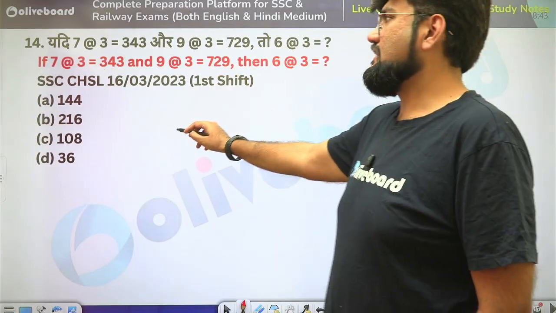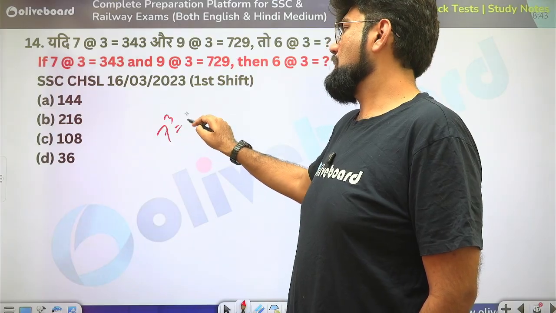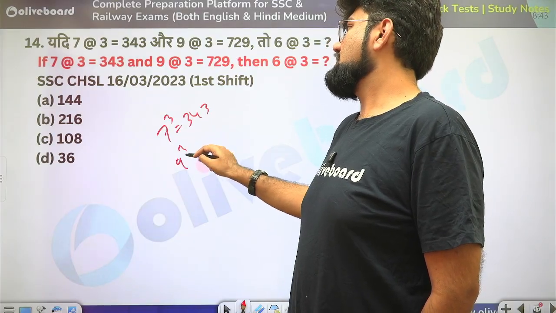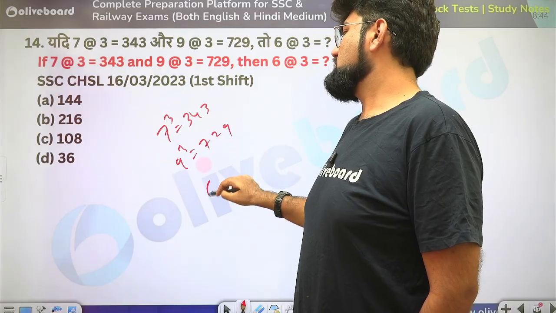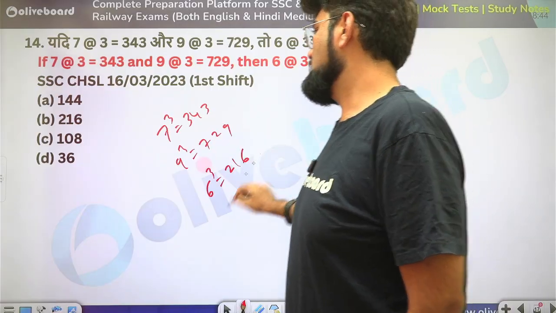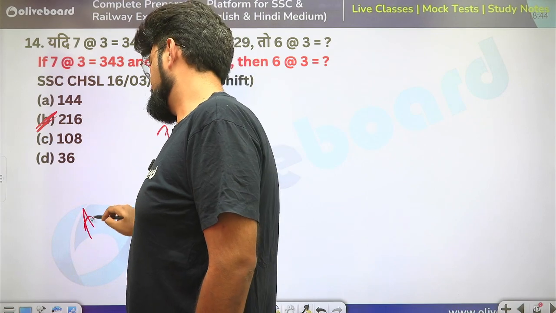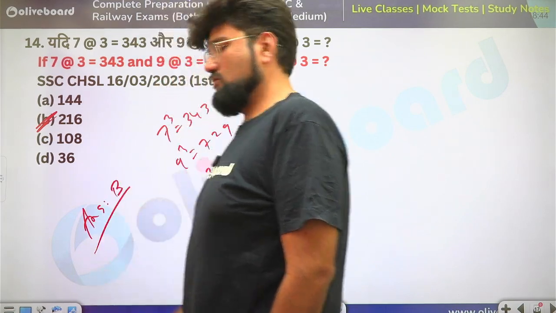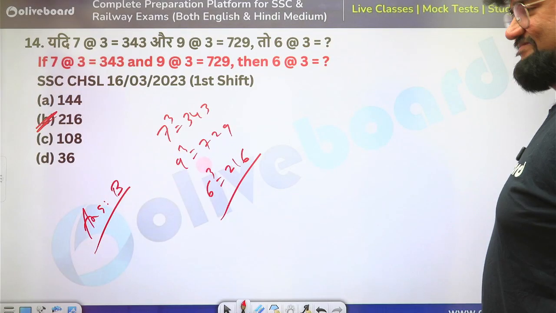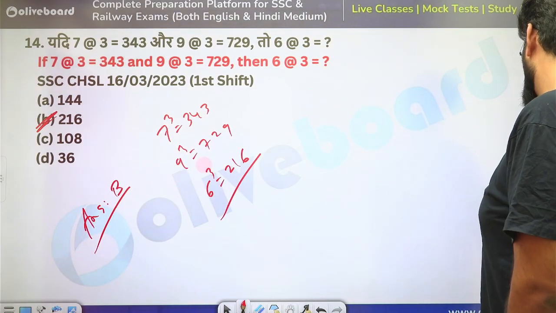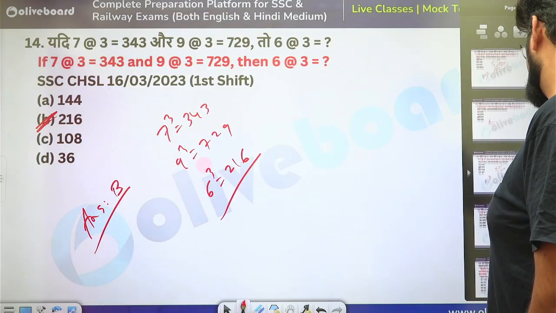Pretty simple. 7 cube is 343. 9 cube is 729. 6 cube is 216. Wow. Very difficult. JEE level question. Again, in the last class also we saw one like this.